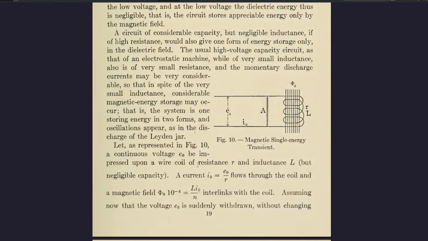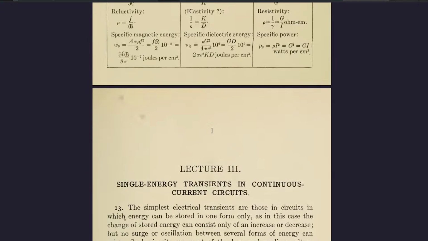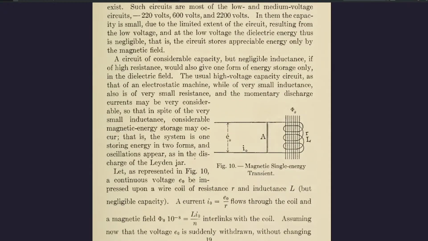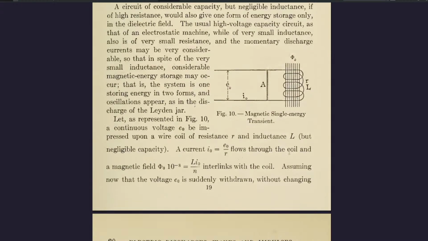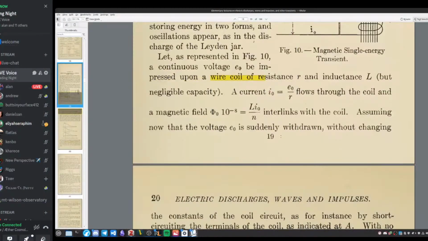A current, what's the little zero there? Just say naught, like E naught. Okay, so a current I naught equals E naught over resistance R flows through the coil. A magnetic field phi naught times 10 to the negative 8 equals inductance L times I naught over N interlinks with the coil.